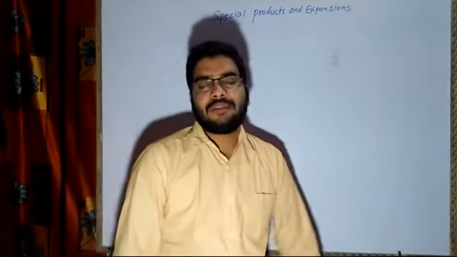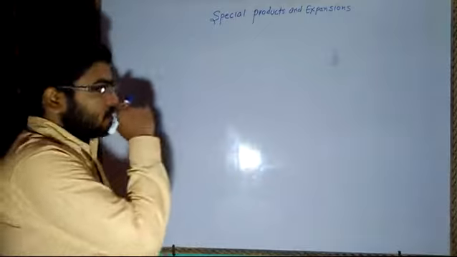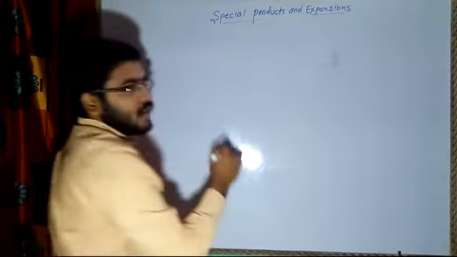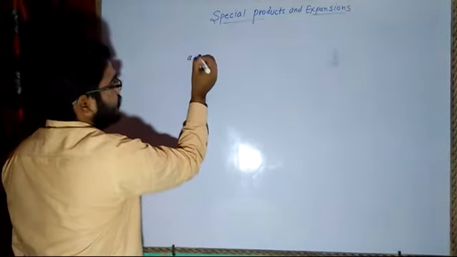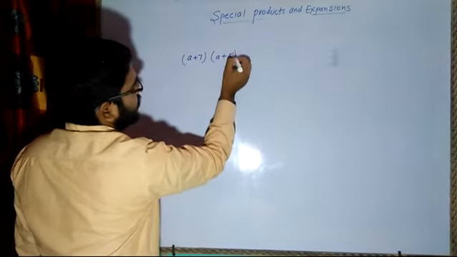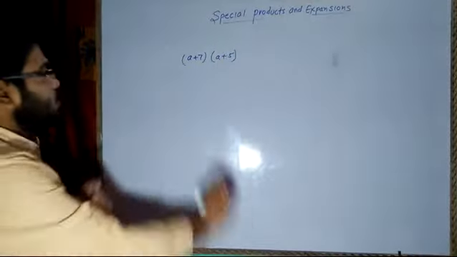That means it is a chapter. Again, it is a part of algebra only. Now in this we have to see the special products and their expansions. Suppose I have a number a plus 7 and another number a plus 5. Now what we are going to see here is how to multiply.